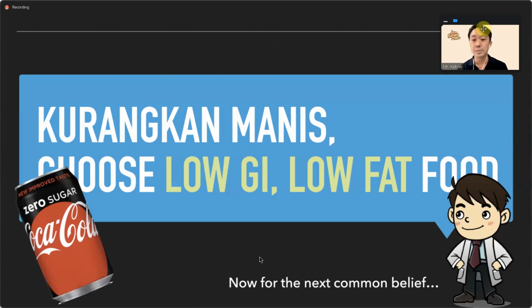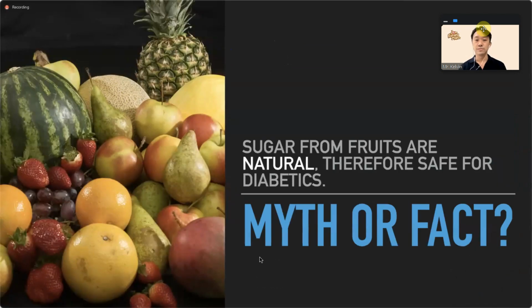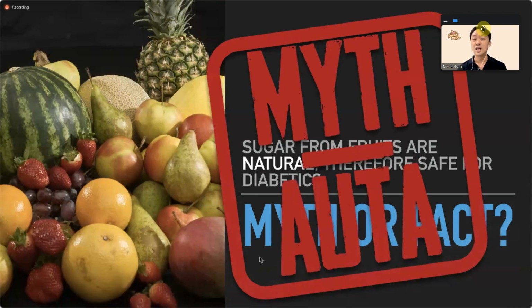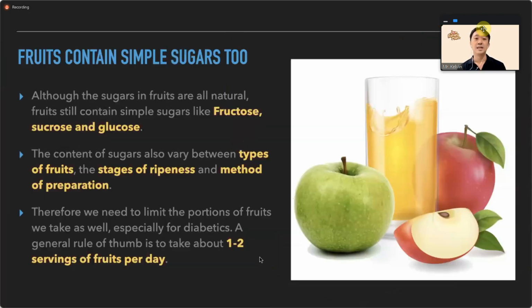And now for the next common belief. Okay, this is a popular one. Sugar from fruits are natural, therefore safe for diabetics. Is this a myth or a fact? This is a myth, unfortunately.